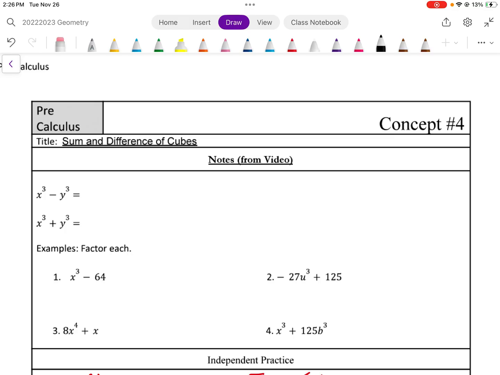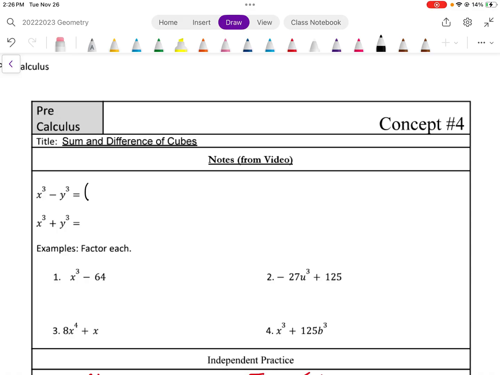We're just going to talk about sum and difference of cubes and how to factor them. So obviously a sum of cubes looks like this, where you have two numbers added together and they're both perfect cubes, and a difference of cubes is where you're subtracting two perfect cubes. So there's just a formula that we could use for this, for factoring difference or sum of cubes. So here is how we factor a difference of cubes.